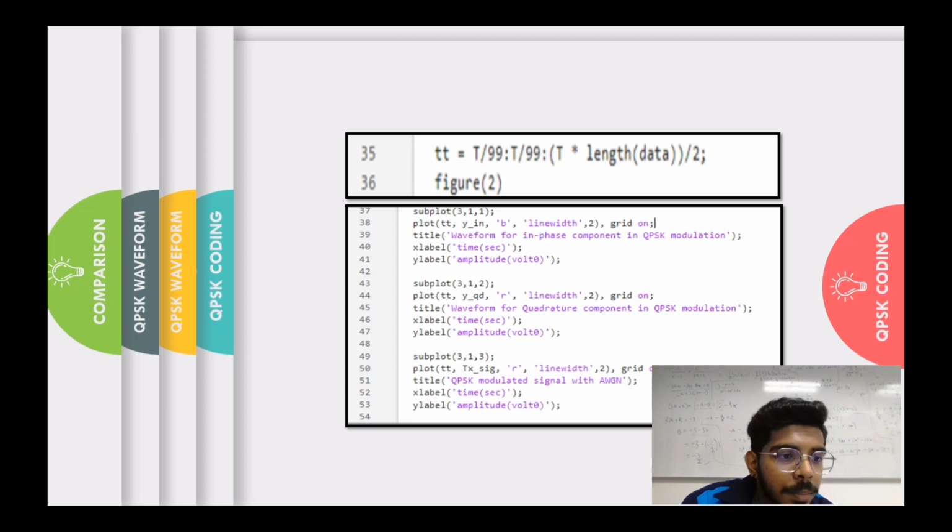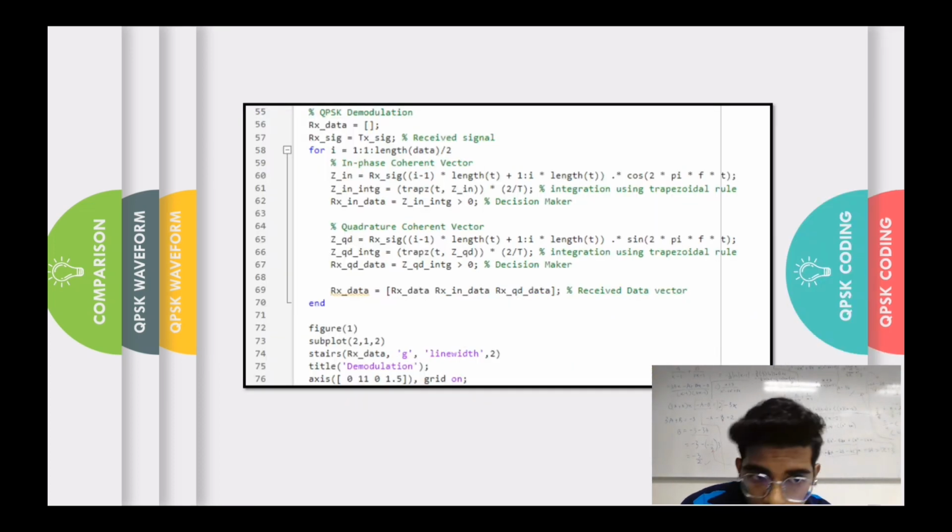And lastly, we can see that the QPSK demodulation process starts in line number 56 until line number 69. This section performs QPSK demodulation by integrating the received signal for in-phase and quadrature components. Line number 56 to 57 initializes an empty vector Rx data to store demodulated data, and RxSIG is assigned the received QPSK signal for demodulation.